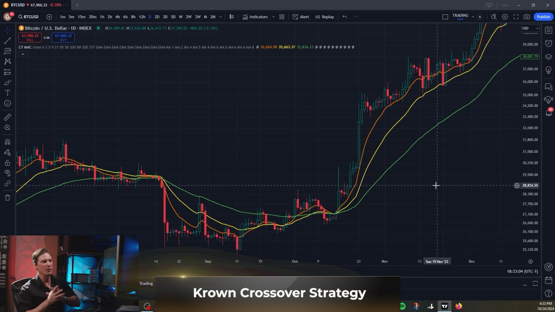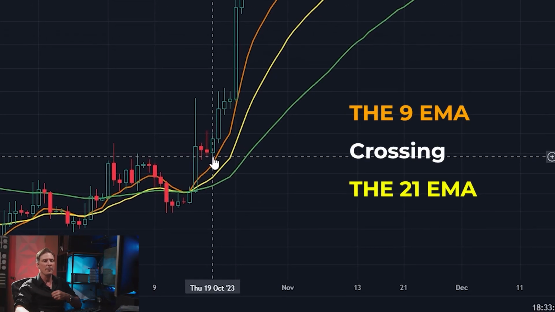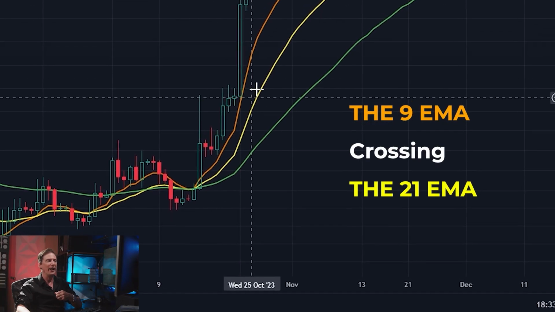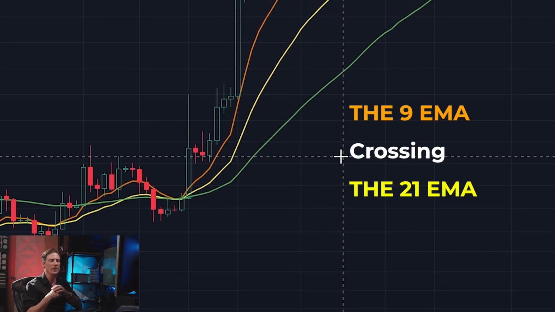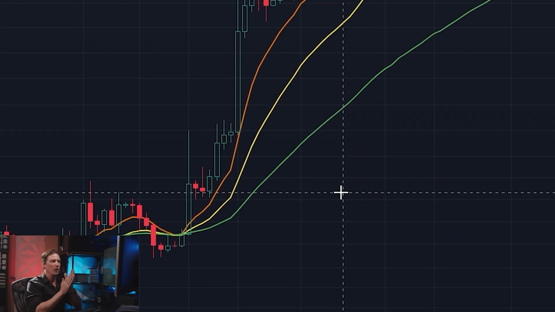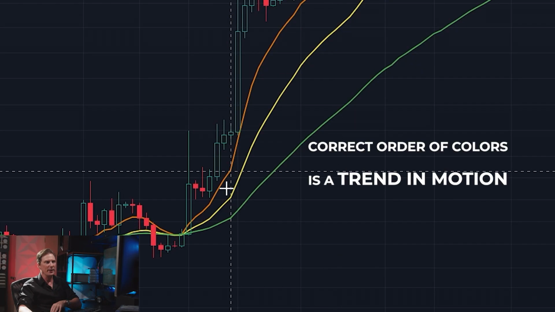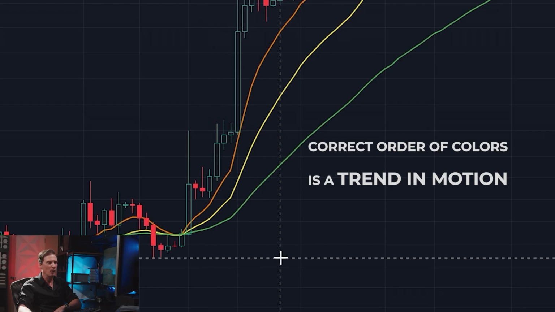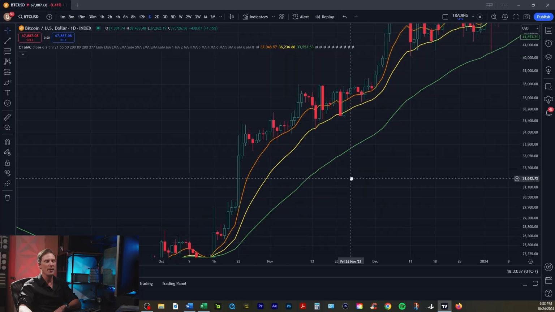So this strategy really revolves a lot around the orange 9 exponential moving average and the yellow 21 exponential moving average. So you guys know the colors of a rainbow, for the most part, orange is on the top, yellow is the next one down, and then you got green, right? And that is called a trend in motion when they are aligned in the proper order like that, and that is very bullish for price action, and it creates a lot of momentum upwards.